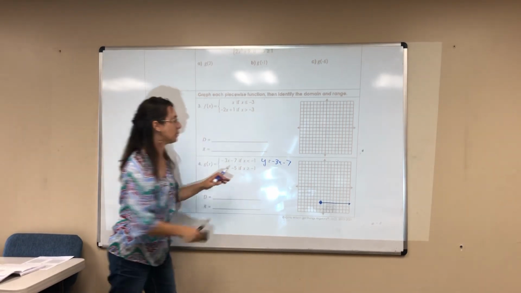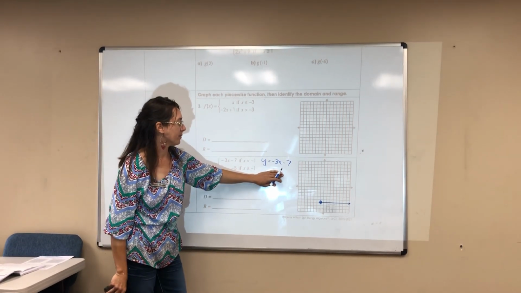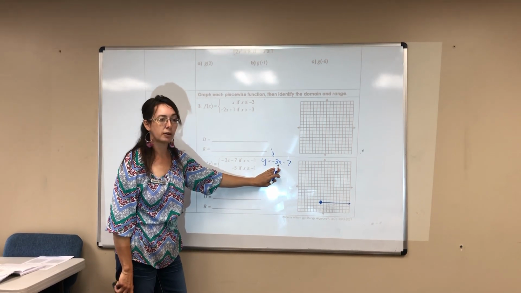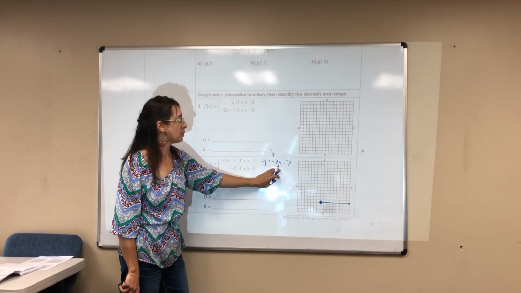Okay. Let's graph this one. What's my slope? -3. Negative. So he's going down. Steeper or shallower? Steep. So he's going down pretty steep.